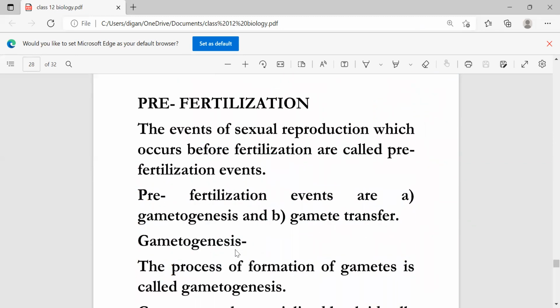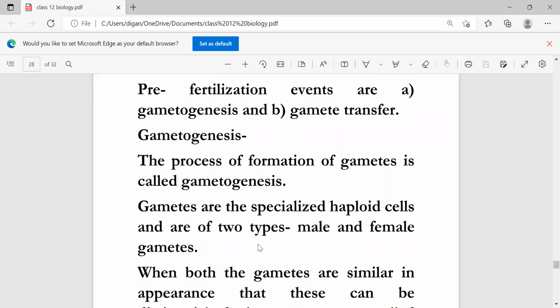Next, pre-fertilization means before fertilization. So the events of sexual reproduction which occur before fertilization are called pre-fertilization. Already I have explained. So if a one mark definition comes, you just write like that. Next, pre-fertilization events are gametogenesis and gamete transfer. Gametogenesis means the process of formation of gametes. And gametes are specialized haploid cells of two types, male gamete and female gamete.